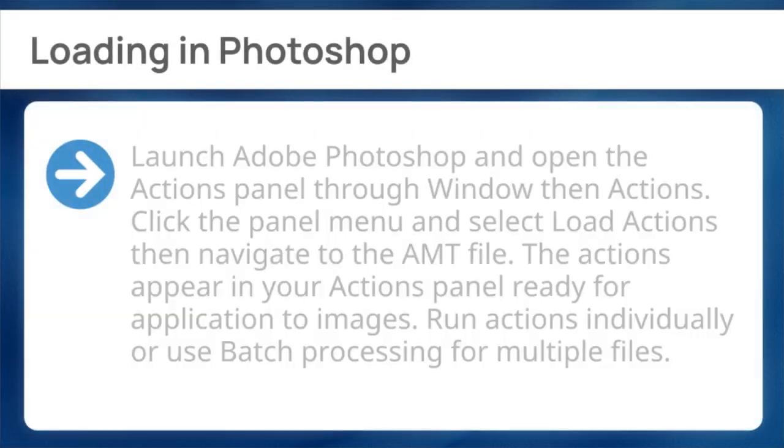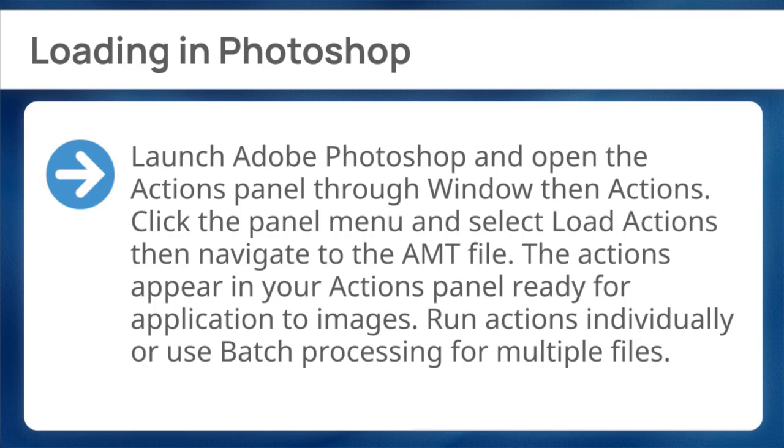First, loading in Photoshop. Launch Adobe Photoshop and open the Actions panel through Window then Actions. Click the panel menu and select Load Actions. Then navigate to the AMT file. The actions appear in your Actions panel, ready for application to images.